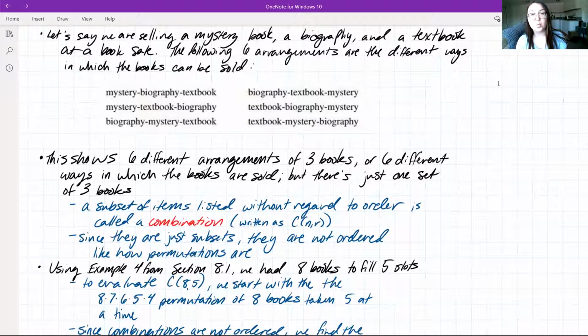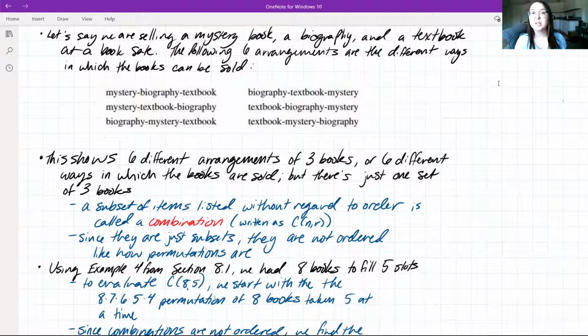But there's just one set of 3 books. So a subset of items listed without regard to order is called a combination. And this is going to be written as C of n, r. So we knew our permutation was written as P of n, r. So now our combinations are written as C of n, r. Since they are just subsets, they are not ordered like how permutations are.